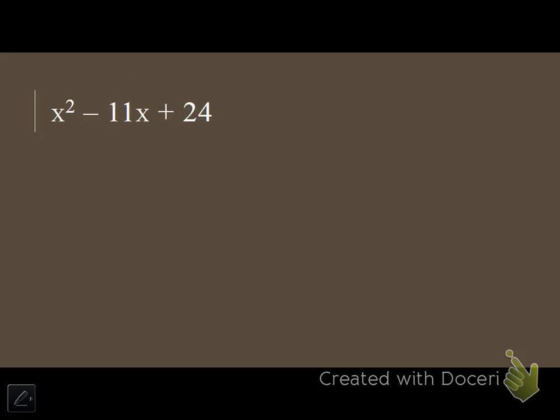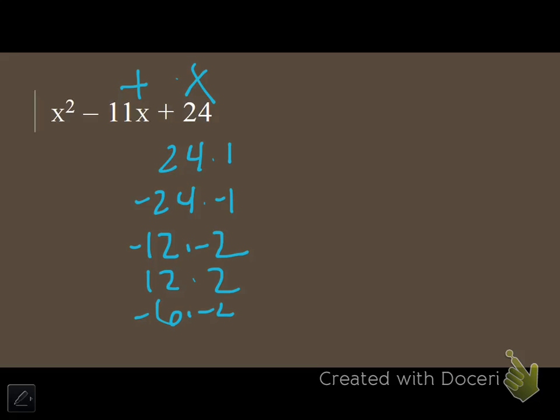Okay, so 2 things that multiply to get me 24, but add to get me negative 11. So I've got 24 times 1, negative 24 times negative 1, negative 12 times negative 2, 12 times 2, and then I got negative 6 times negative 4, 6 times 4, 8 times 3, negative 8 times negative 3. So I went from 1 times something, 2 times something, 3 times something, 4 times something, 5 times something never gets me 24, and I already got to 6.